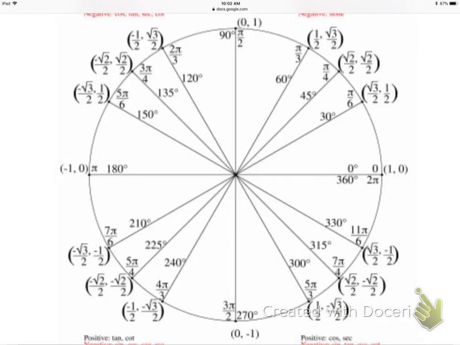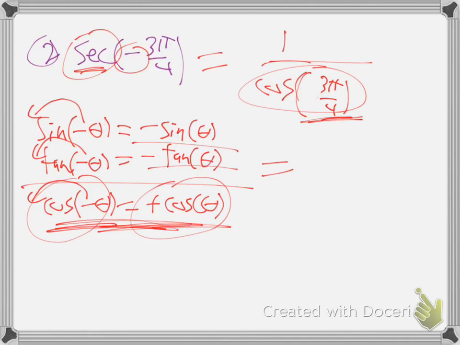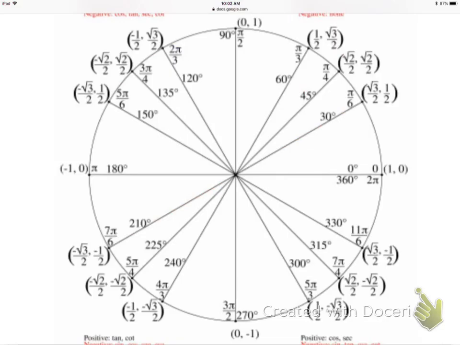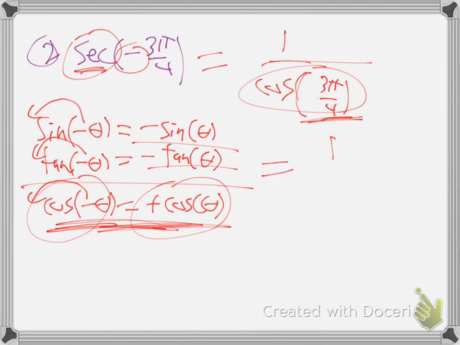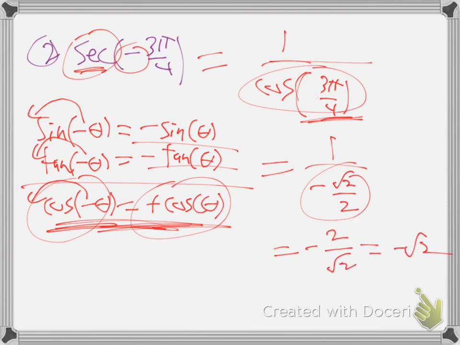Yeah, so then you can just go, okay, so I'm just going to look for regular 3 pi over 4, because this thing only has positive angles, right? 3 pi over 4, there it is. Cosine, sine. Negative root 2 over 2. So there it is, 1 over negative root 2 over 2. Flip it up, negative 2 over root 2. Get rid of the root, boom. So, a little quick. Whatever you want to do.